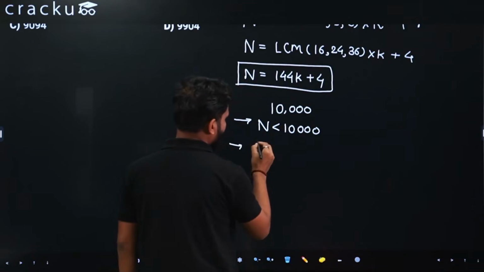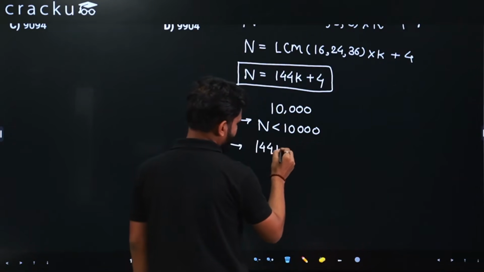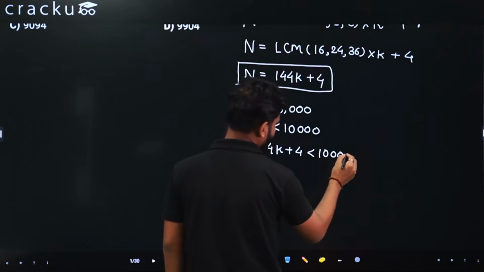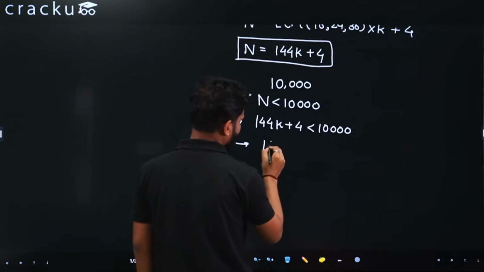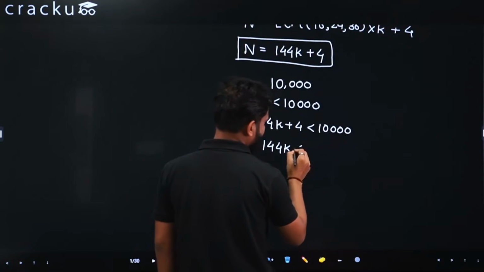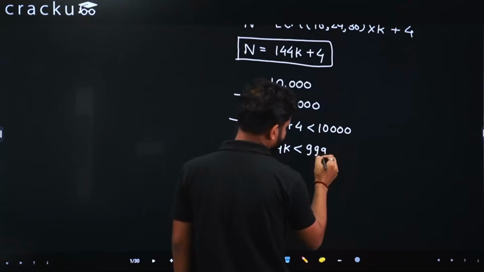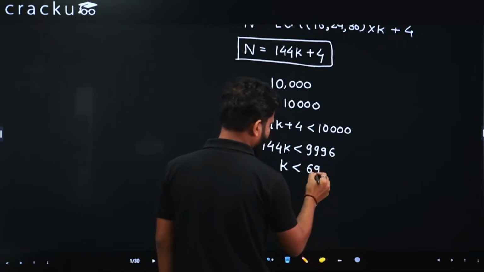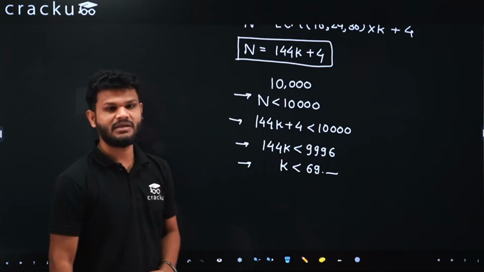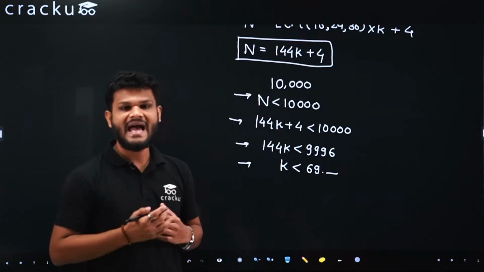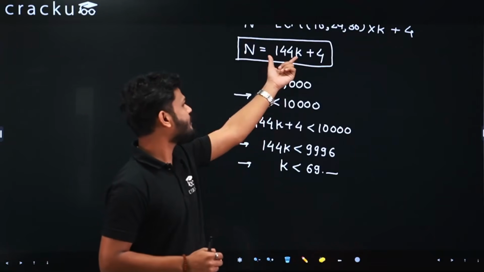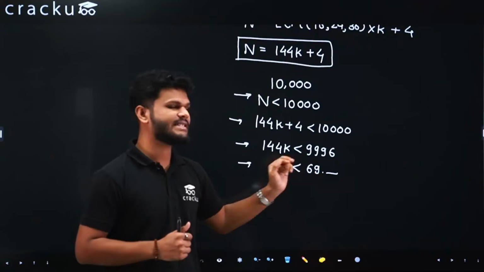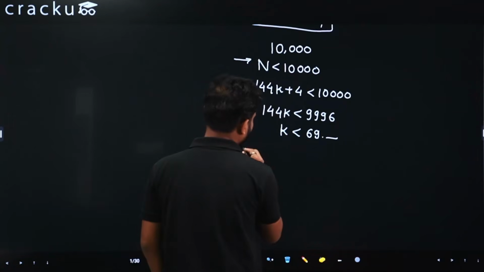So I can write 144k plus 4 is less than 10,000. From here I can say 144k is less than 9996, or k is less than 69 point something. We don't care about that something because k is an integer. As we need the greatest value of 144k plus 4, we need the greatest value of k. If k is less than 69 point something, the greatest integer value of k will be what?